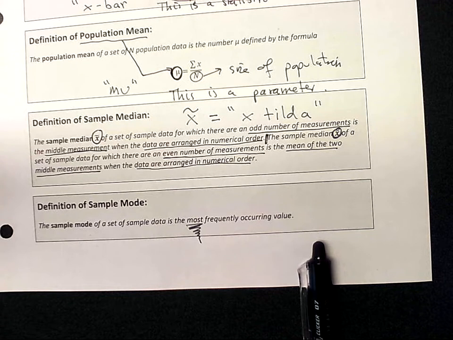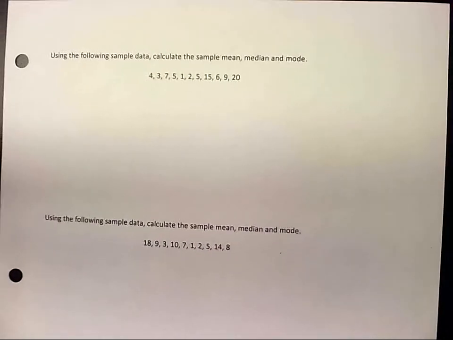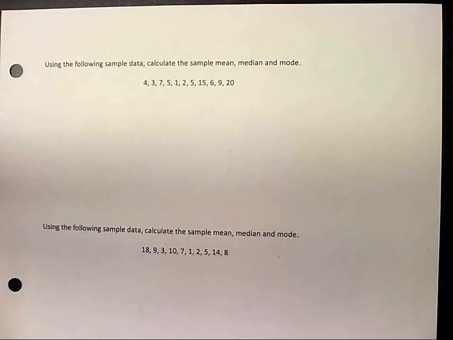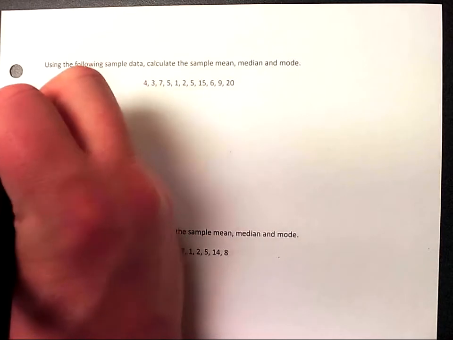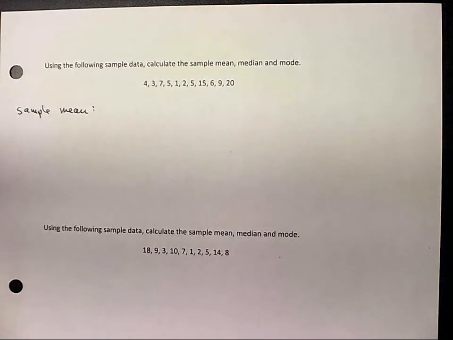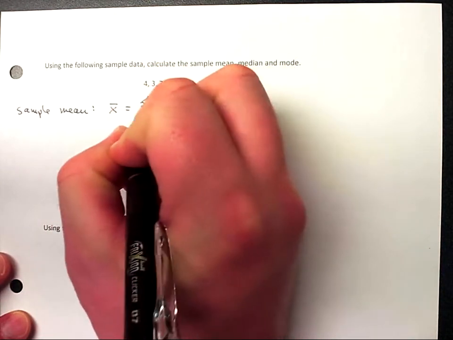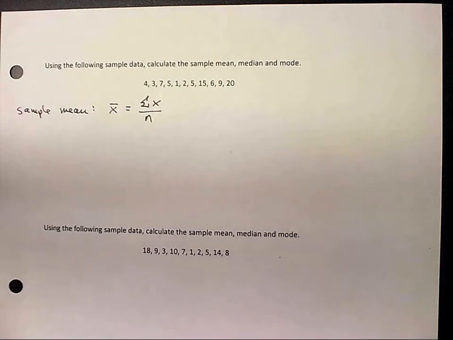All right, so let's go on and do some examples of these descriptive statistics. If those definitions aren't making a whole lot of sense yet, don't worry about it. After we get done with these examples, I'm sure it's going to be a lot more clear. All right, so use the following sample data to calculate the sample mean, median, and mode. So let's start off with the sample mean. What's the symbol for the sample mean? X bar. And then our formula for the sample mean is the sum of x divided by little n.